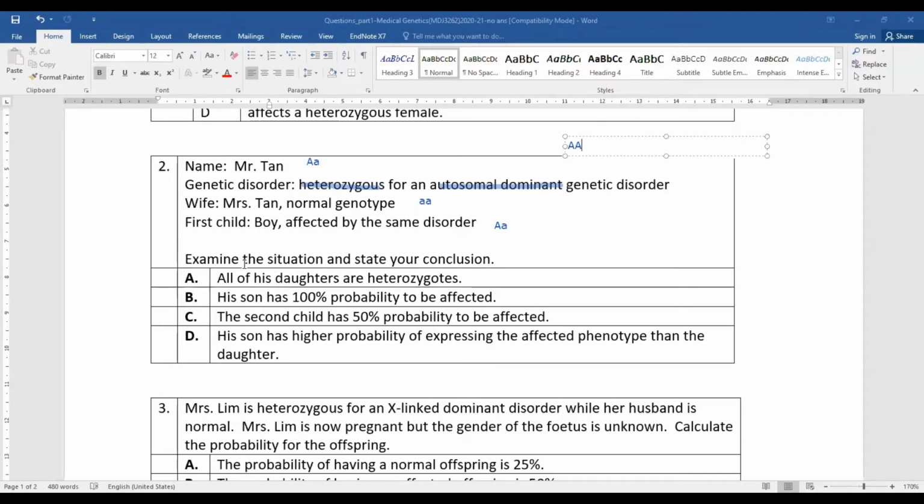Now it says, examine this situation. Study the information given and then state your conclusion. Look at A. All of his daughters are heterozygous. Sometimes when you just read a statement like this, we can't really know whether it's correct or not. So I always emphasize that it's very important to use a Punnett square. Now, I'll try to draw a Punnett square here.